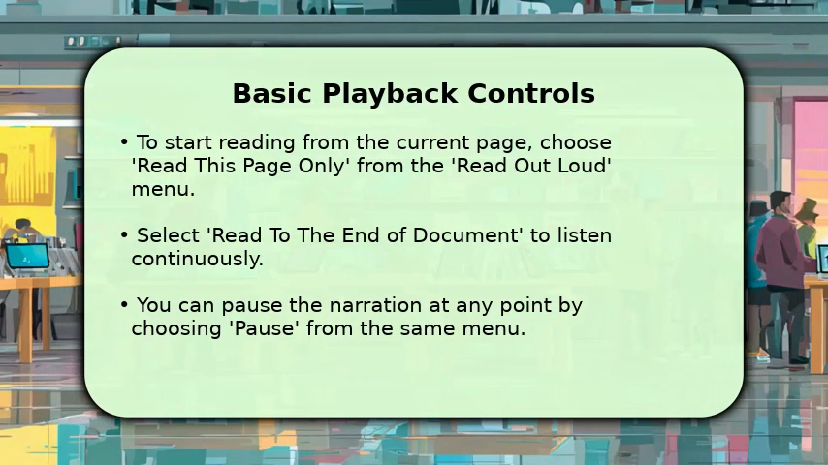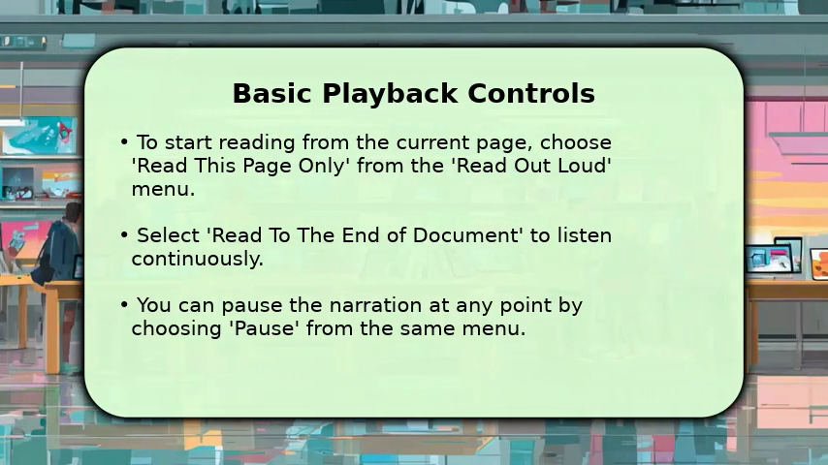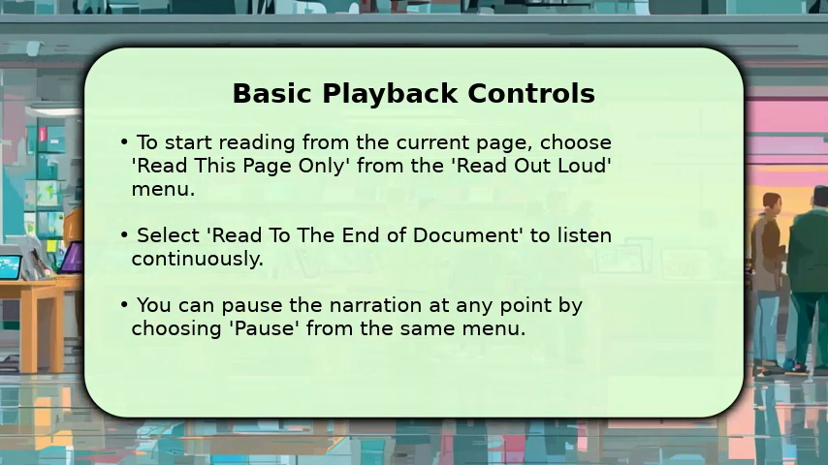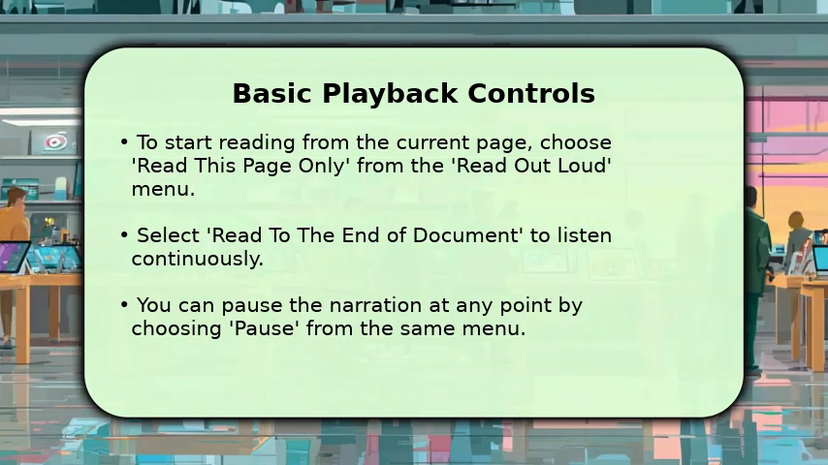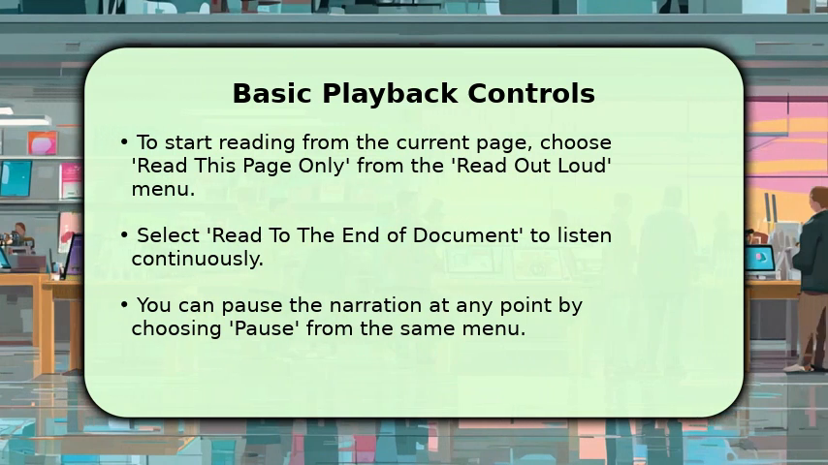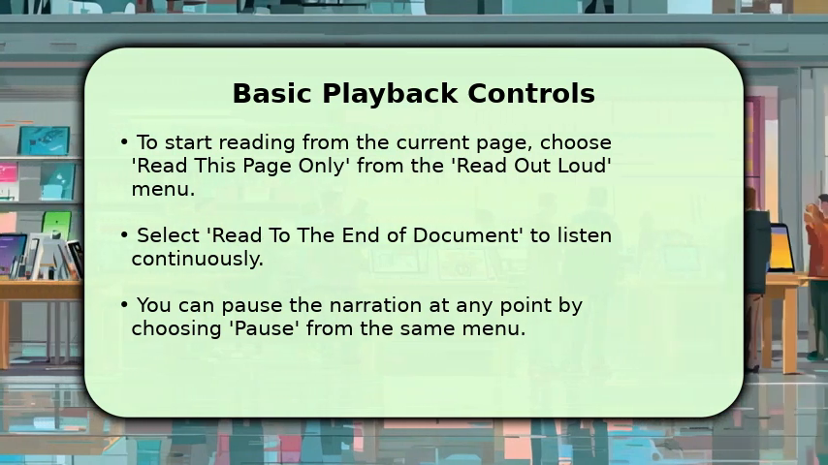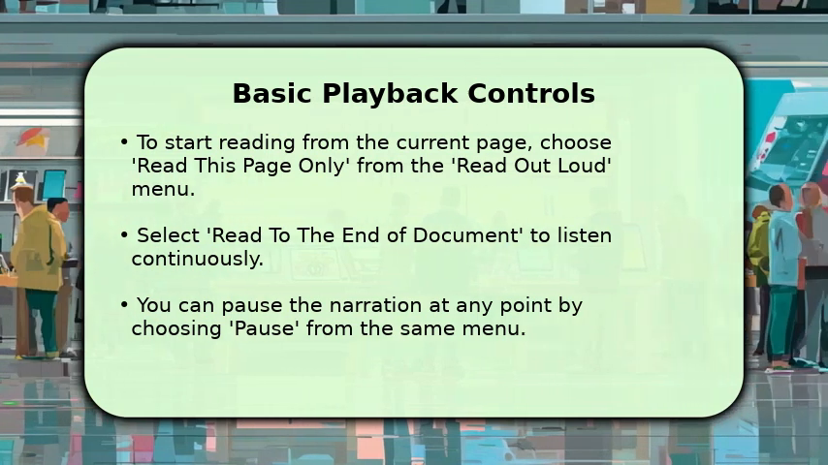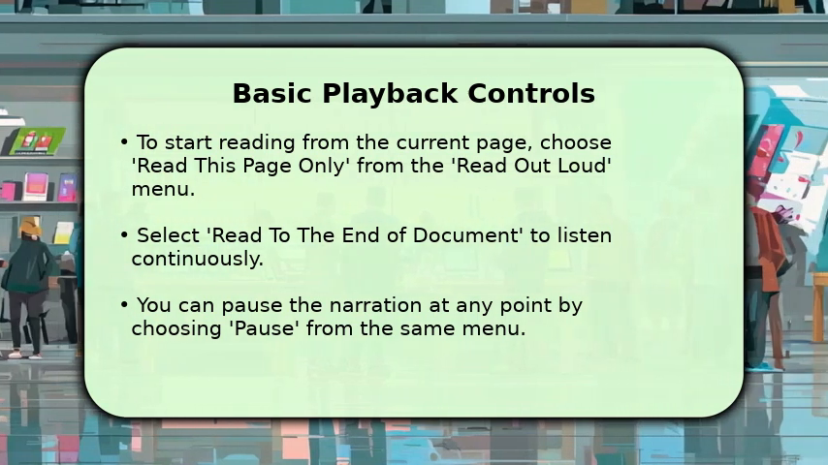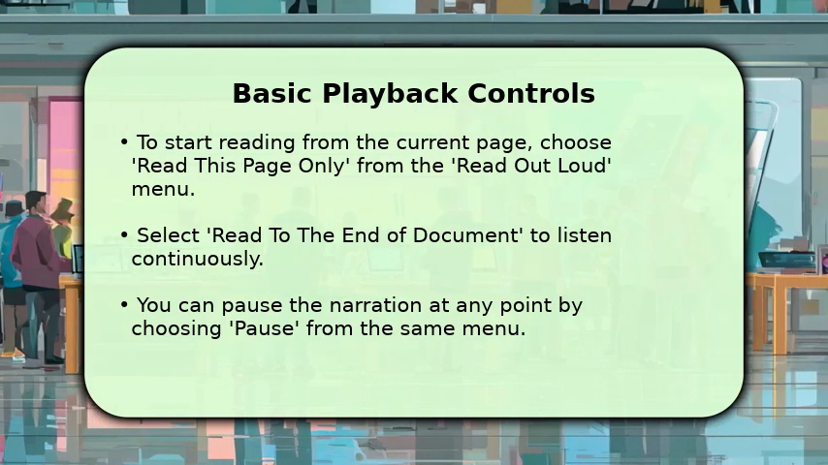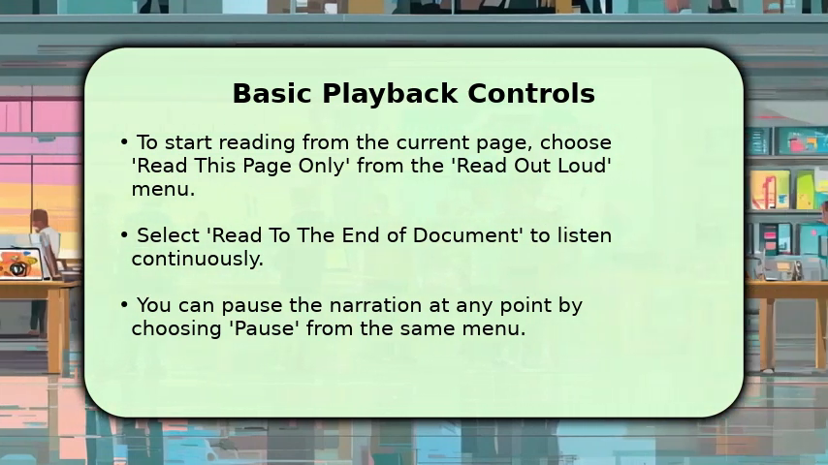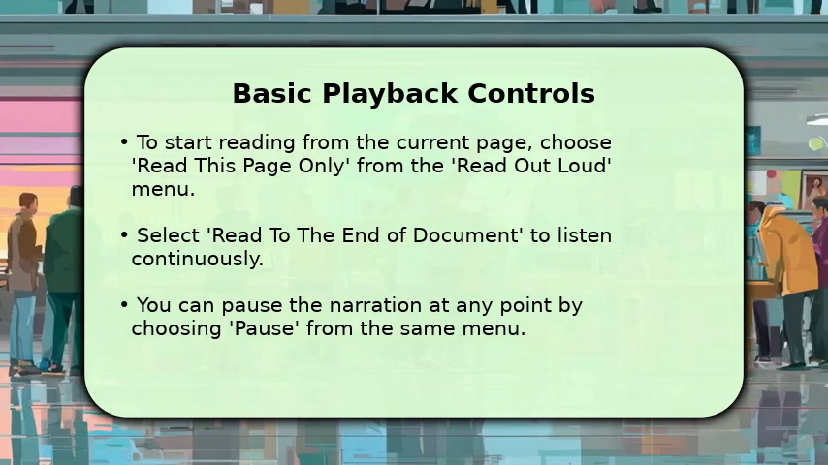Once activated, you have several options to control the narration. To hear the text from your current position to the end of that specific page, simply select Read this page only. If you prefer a continuous listening experience through your entire document, choose Read to the end of document. You can easily pause the narration at any moment by clicking Pause. When you are finished listening, select Stop from the menu, or press Ctrl-Shift-C for a quick halt.